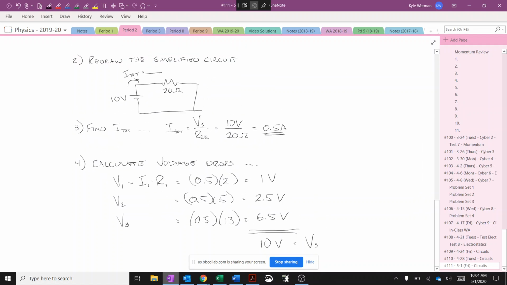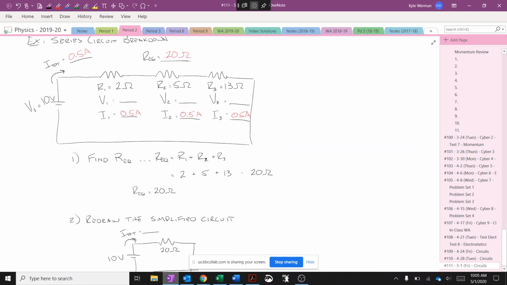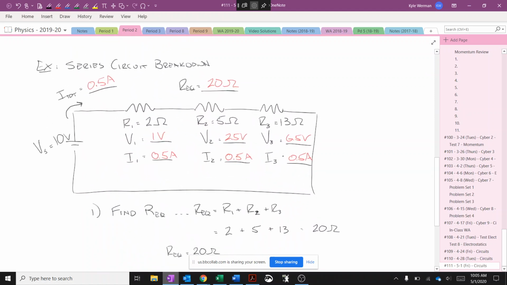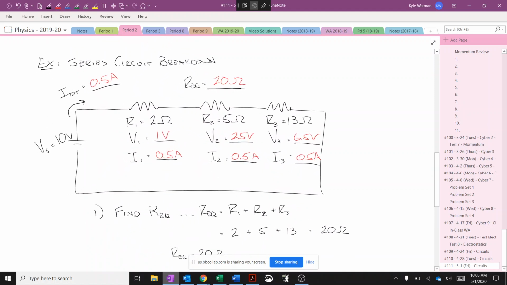I know the voltage drops across each of these. So the first one's got a 1 volt drop. This one's got a 2.5 volt drop. And this one's got a 6.5 volt drop. And now I've broken down every circuit. If I were to take that voltmeter and put the probes on either side of those resistors, those are the voltage values you would get.